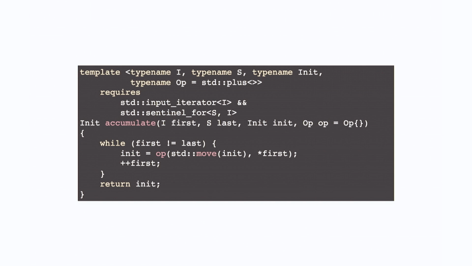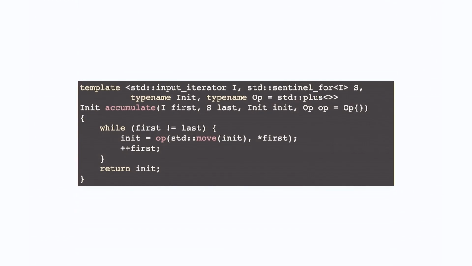So the concepts that we're going to use are input iterator and sentinel for. So we're going to say I must be an input iterator, must meet the requirements of this standard input iterator concept, and S must be a sentinel for I. And we can write it like that. We can also write it like this in the template head. This is just an alternative syntax.